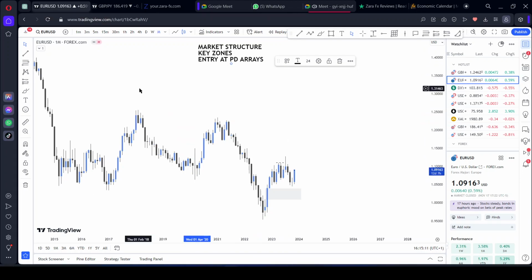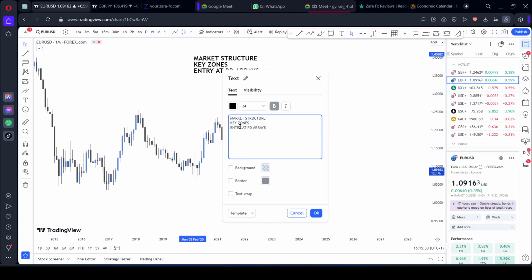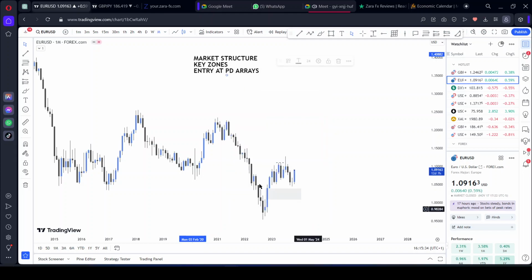Alright, so our focus today is going to be top-down analysis. And to do top-down analysis, I said the first thing you need to understand is the market structure. Then you look out for key zones. Then you'll be looking out for entries at PDREs. That's where you'll be looking out for entries. But first of all, you have to understand the structure of the market and the key zone, whether the market is at a key zone or not.